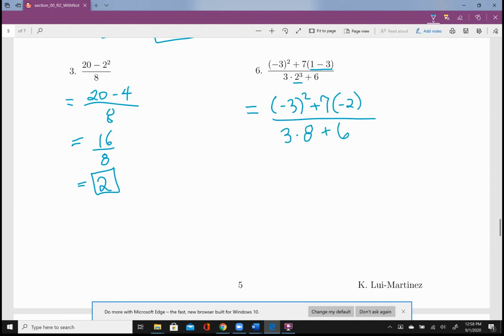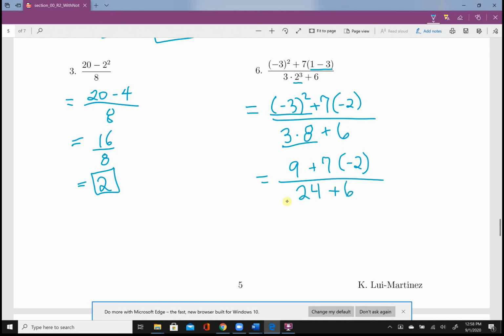Okay, now go ahead and again do the highest ranking operation in both the numerator, which in this case will be the exponent, and in the denominator it'll be the multiplication. You can do them both at the same time. So that'll get negative 3 to the second power will yield a positive 9 plus 7 times negative 2. Here I'll have 24 plus 6.